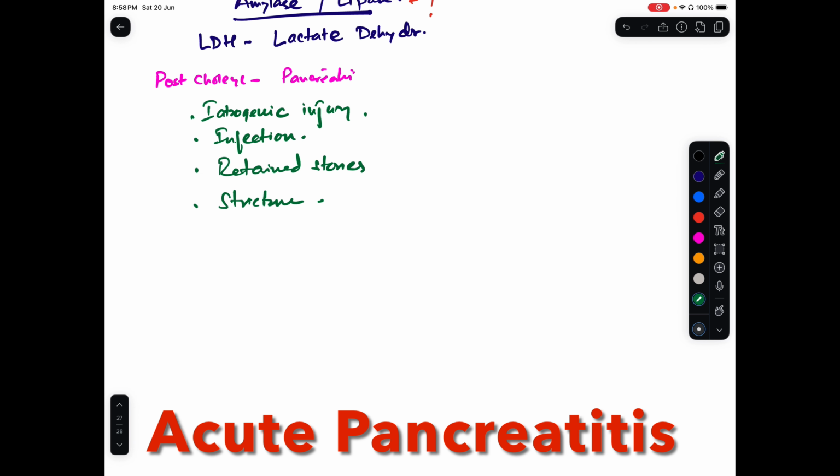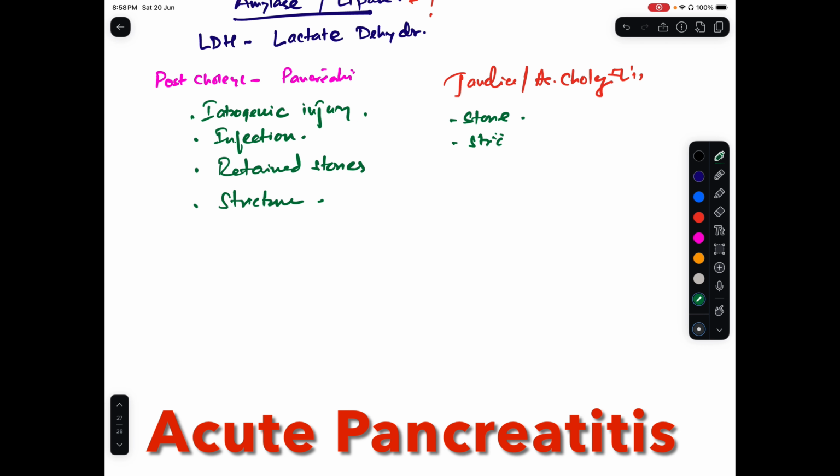Patient comes with jaundice and ascending cholangitis. So now what happens? Another question is jaundice, ascending cholangitis. So this can be stones or stricture.